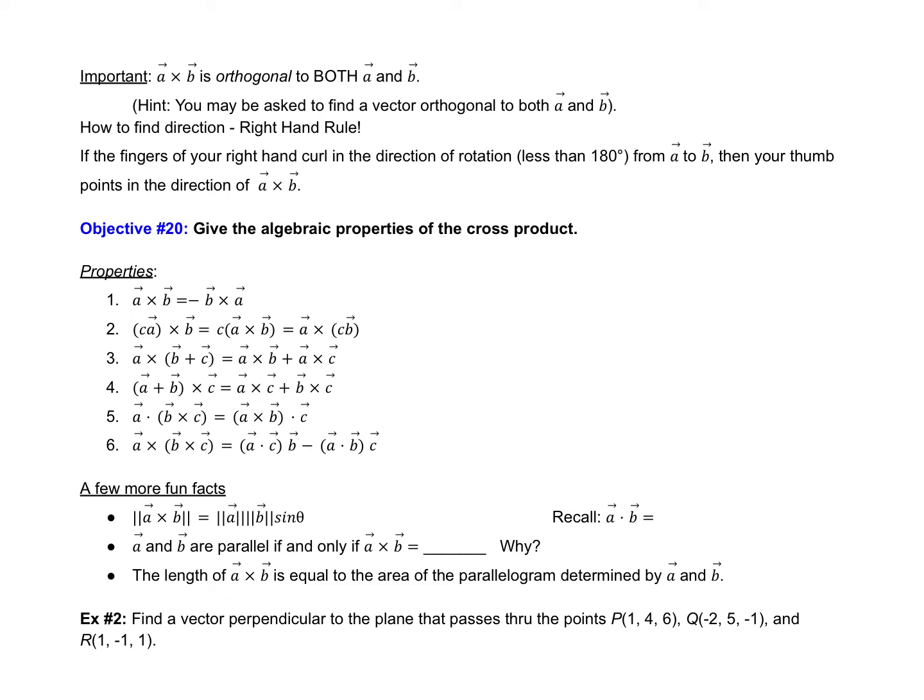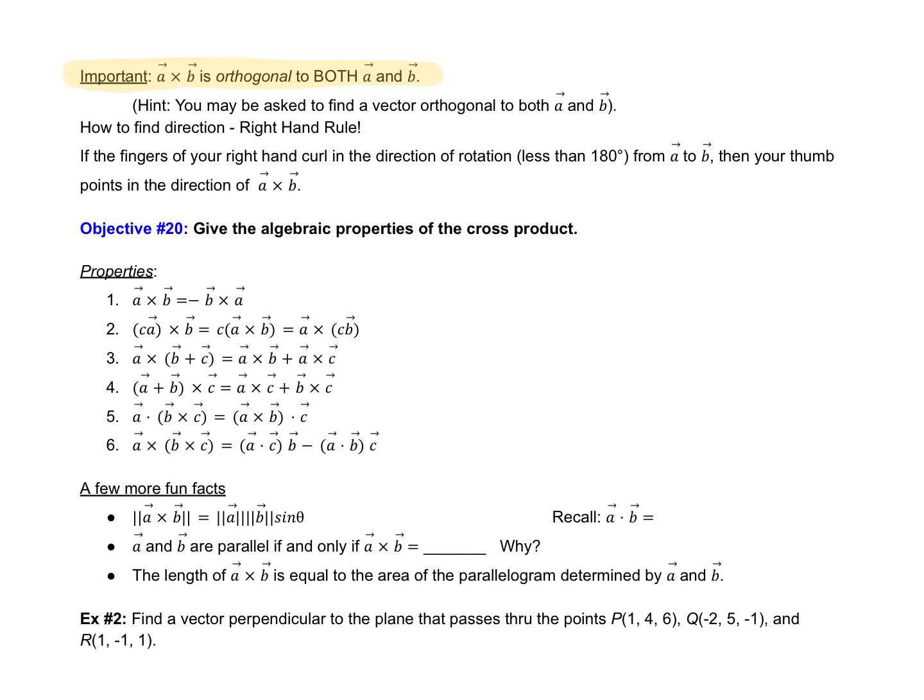Okay, here is what is important about the cross product. The cross product is going to be orthogonal to both vectors, and you're going to use that. So that is going to be helpful, and it is something that's going to come up again. So if you are ever asked to find a vector orthogonal to both A and B, all you're going to do is use the cross product.